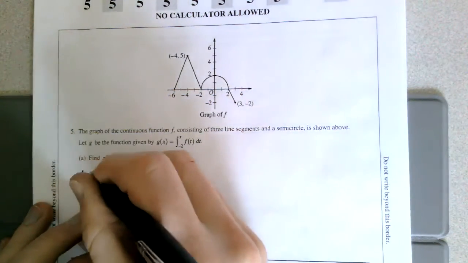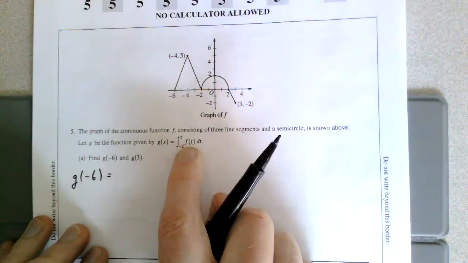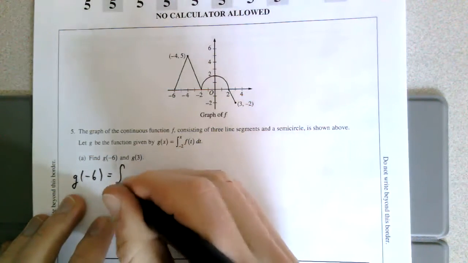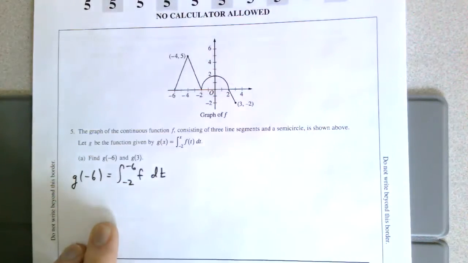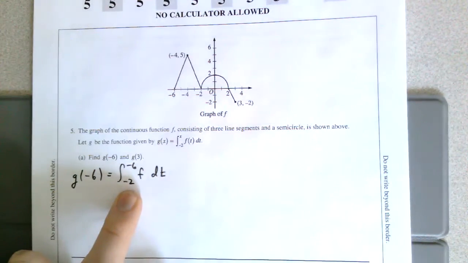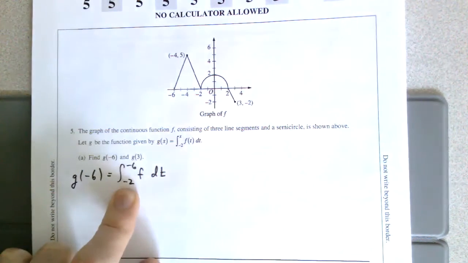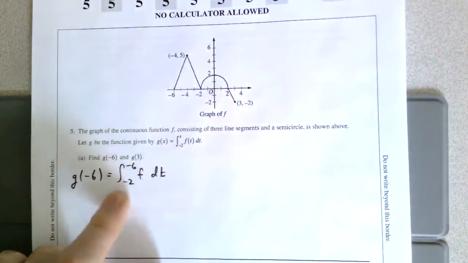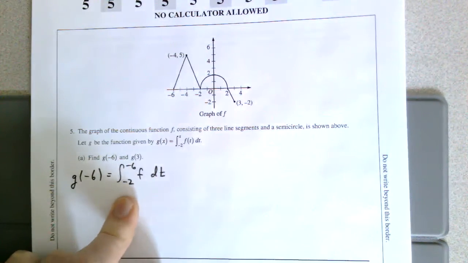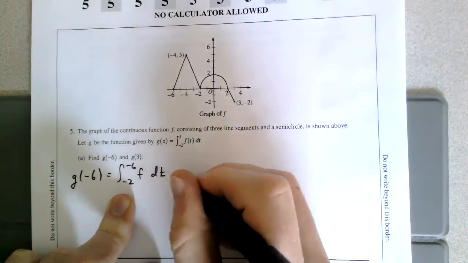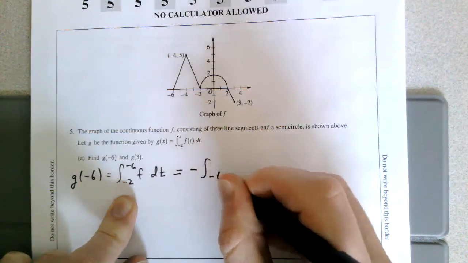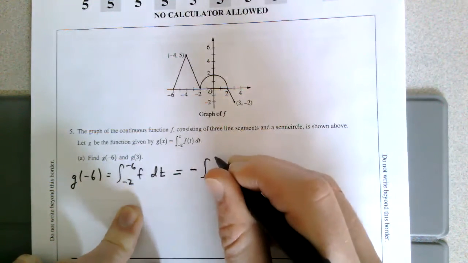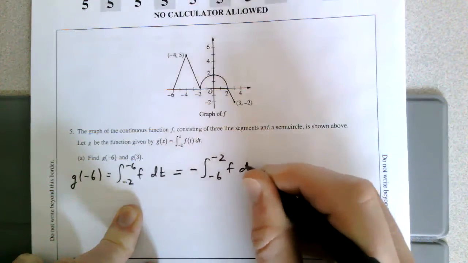Well, g of -6, just using the formula directly, would be the integral from -2 to -6 of f dt. Now, this makes me worried because the lower limit of integration should be less than the upper limit of integration, right? In order to understand what the integral is actually talking about, you really should have the lower limit be less. So I'm going to switch the 2 limits of integration. Doing that, of course, produces a minus sign. So it's going to be the opposite of the integral from -6 to -2 of f dt.